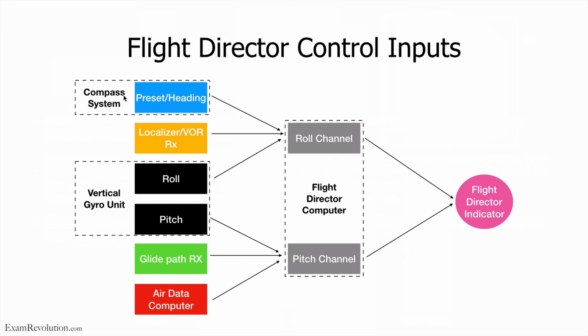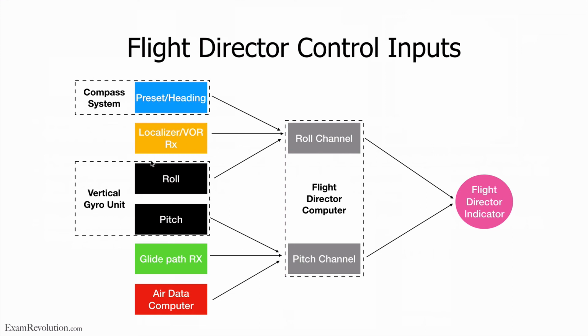So it gets information from the compass system. It can also get information from your localizer or your VOR radio. And that goes to the roll channel as well. This is for intercepting and flying radials. It goes to the roll channel, and that is shown on your flight director indicator. So either you can fly it manually, or if the autopilot is connected, it will follow the flight director commands. That is the compass system and your localizer or VOR radio.